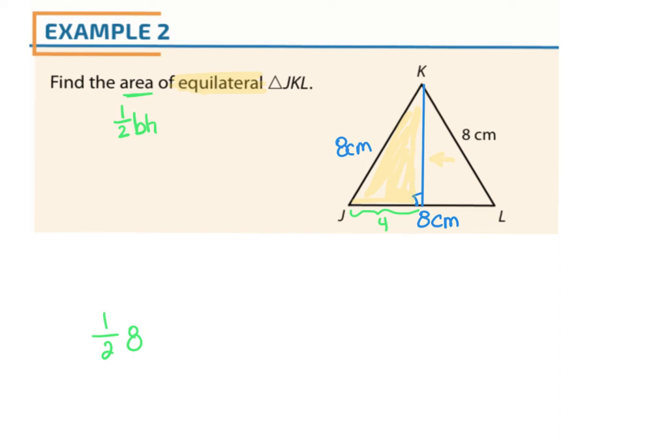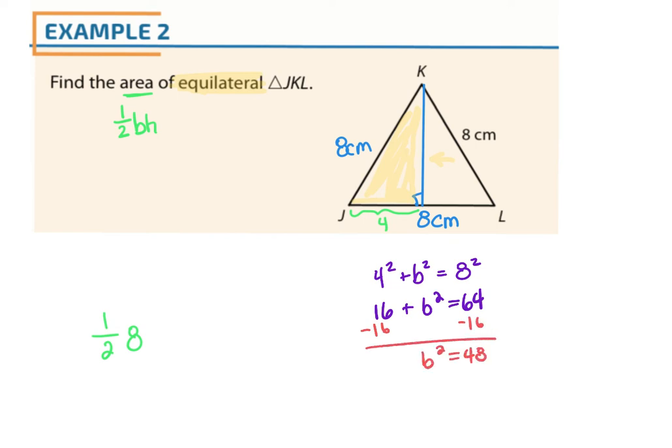So for Pythagorean theorem, I'm going to use the 4. That's my a squared. My b squared is the height that I don't know. And my c squared is going to be that 8. So when we calculate this, we have 16 here, plus b squared, we have 64 here. What's my next step to solve for b squared? Yeah, I need to subtract 16 from both sides. B squared equals 48. 48 does not have a perfect root.